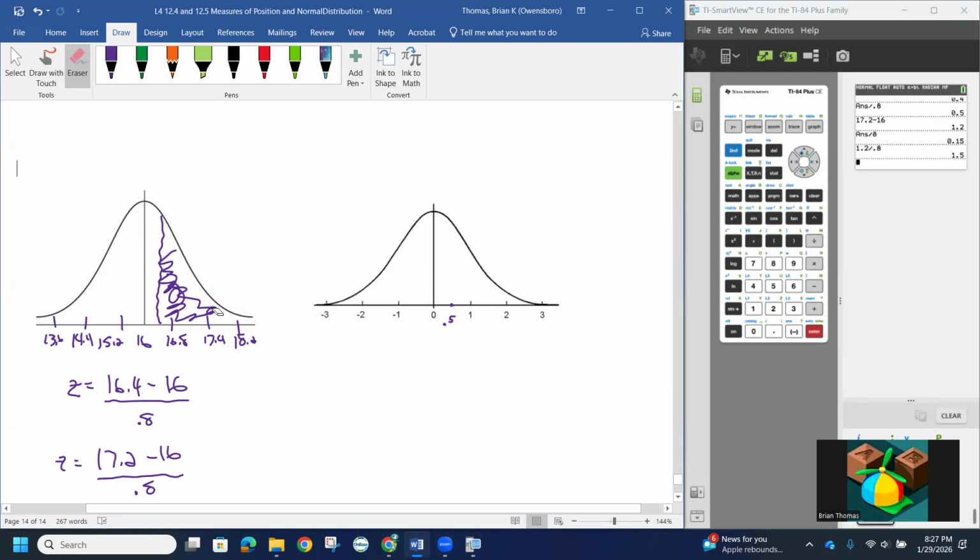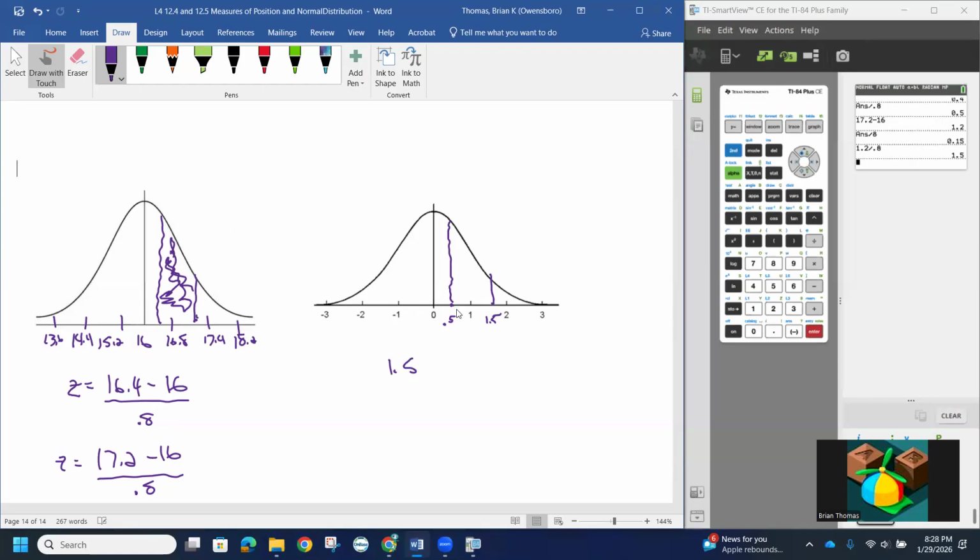So 17.2 would be, try that again. 17.2 would be like over here. So that would be that data, but if we convert that over, we got 0.5 here and 1.5 here. So what I need to do is find the area of the curve for 0.5 and 1.5. So I'm going to do the 1.5 first because it's the bigger area. And then we're going to subtract the 0.5 from that because that's going to remove that area off of it and just give us this area in between.